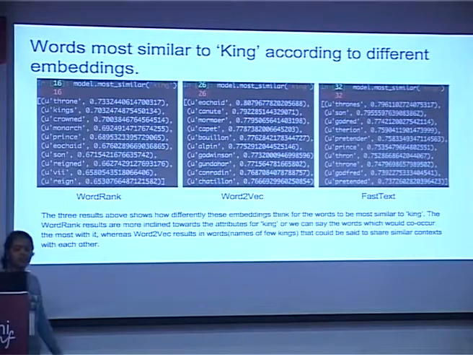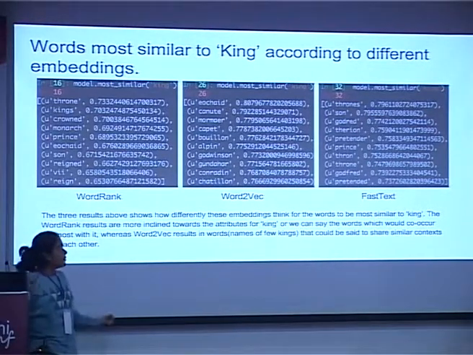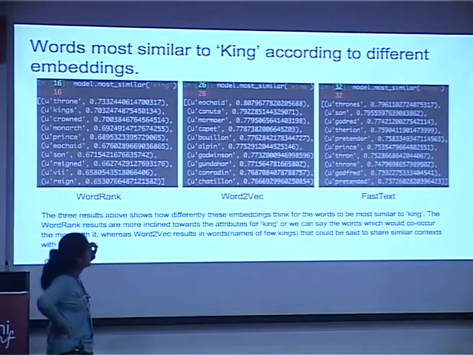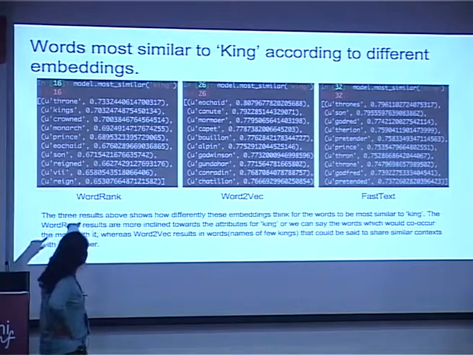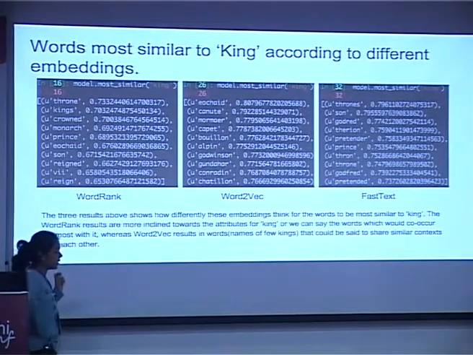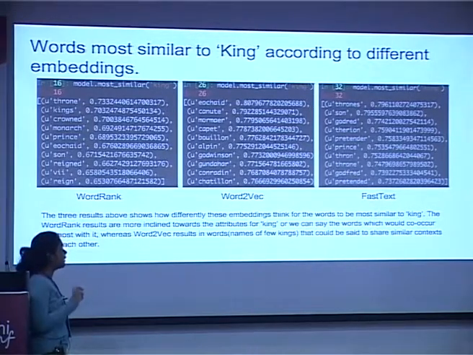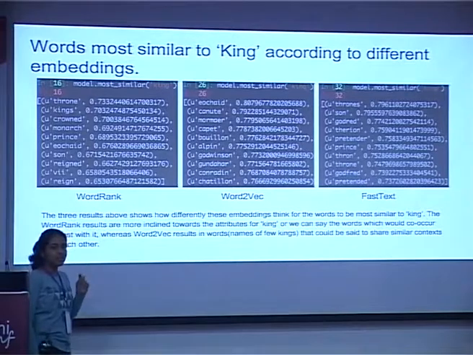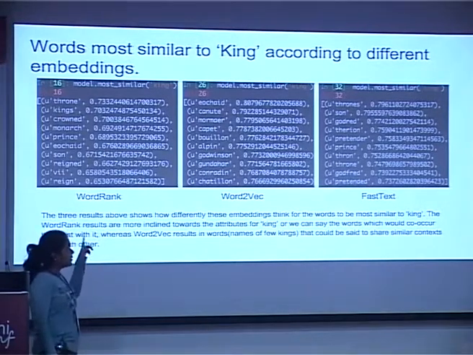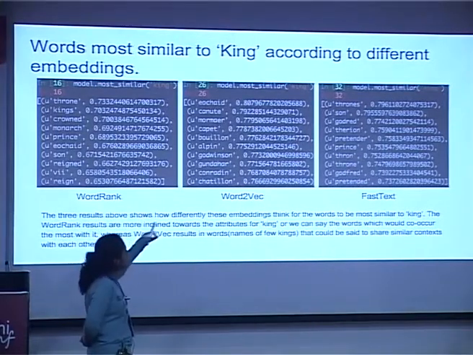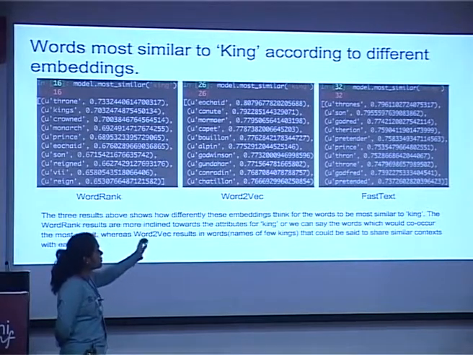This is a trivial example of the difference between these three embeddings: WordRank, word2vec, and FastText. These are the results of words most similar to king. You can see in WordRank, the results are kind of attributes of king, or we can say the words which would be co-occurring with the word king in some general kind of corpus. By the way, this was for Text8, a Wikipedia dump corpus. Then these are the results from word2vec, and these are all the names of kings. And from FastText, we got mixed results.